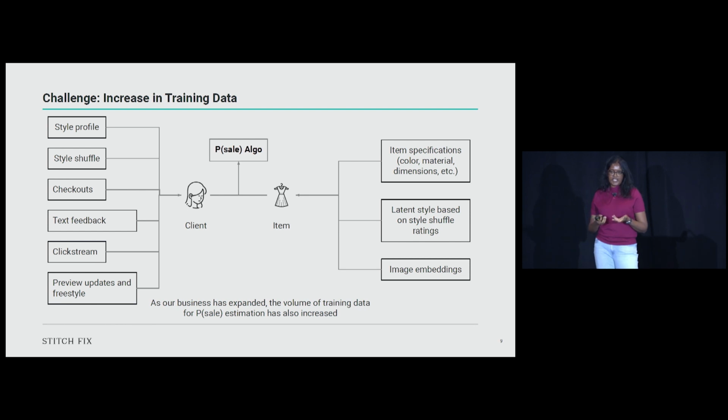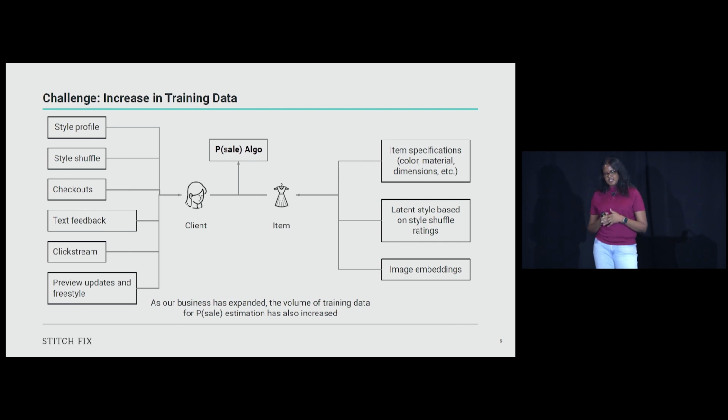So for instance, for each client, in addition to the style profile that we set up at the beginning and style shuffle ratings that I talked about, we also have text feedback. Our clients can request very specific items that they want to get in a fix. So we've had clients that say, hey, I'm going on a vacation to Hawaii, I need something for Hawaii. And they could be from New York, where it's cold. So we have valuable information available in this text data that we want to incorporate. We also get clickstream data from our mobile app, as well as our website, where users can click on items, they can say what they like, and this is valuable information. So all this information kept growing as we grew as a company.